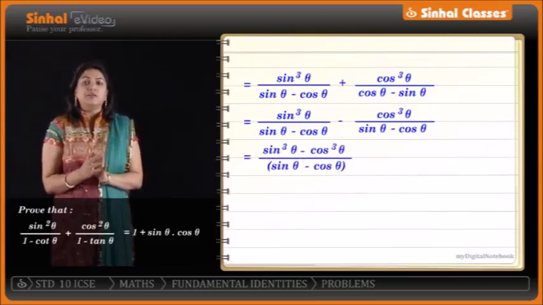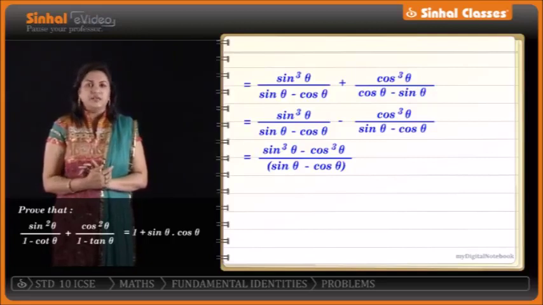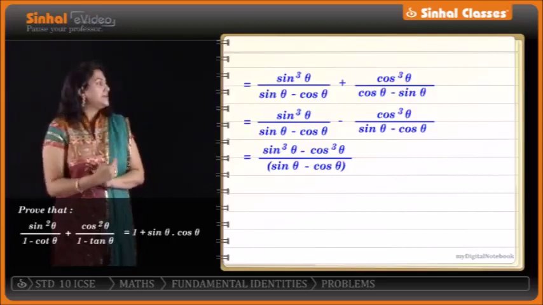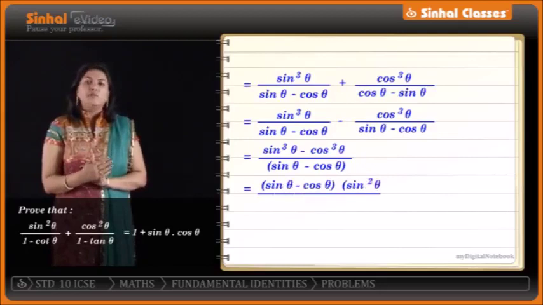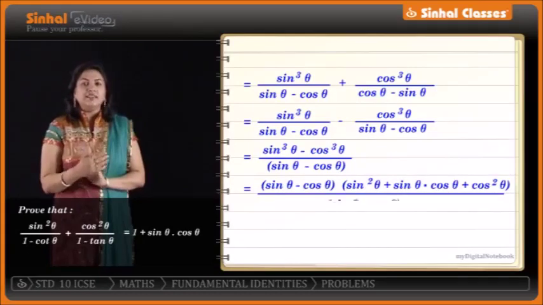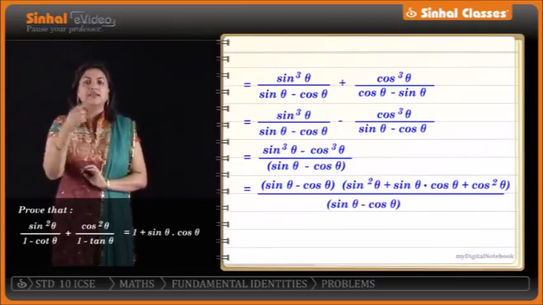Now, we want to simplify this part, sin cube theta minus cos cube theta. We know the formula in factorization for a cube minus b cube, which is (a minus b) into (a square plus ab plus b square). We use that over here to get (sin theta minus cos theta) into (sin square theta plus sin theta cos theta plus cos square theta) upon sin theta minus cos theta. We have sin theta minus cos theta in the numerator and denominator cancels.